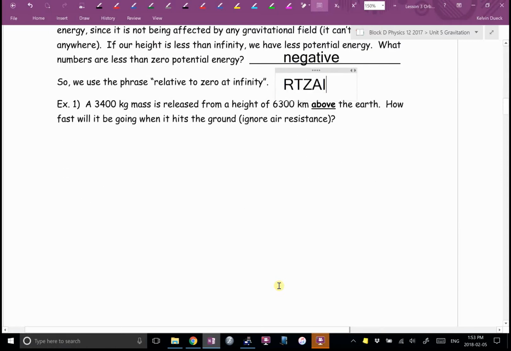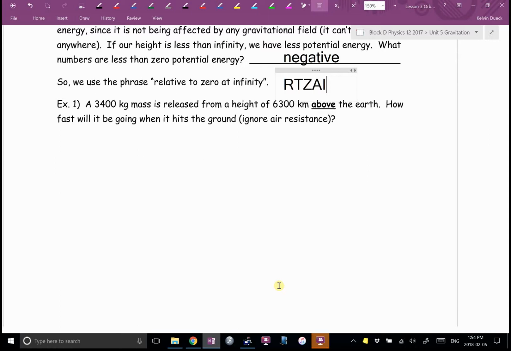So, a mass is released from a height of 6,300 kilometers above the Earth. How fast will it be going when it hits the ground if we ignore air resistance? So we can now start to look at asteroid impacts and things like that and calculate how fast they're going to hit the ground. What did this question want me to find? What, fast or speed? Is there a change in height? Is there a change in speed? Is there a yucky, curvy gravitational field that's changing?